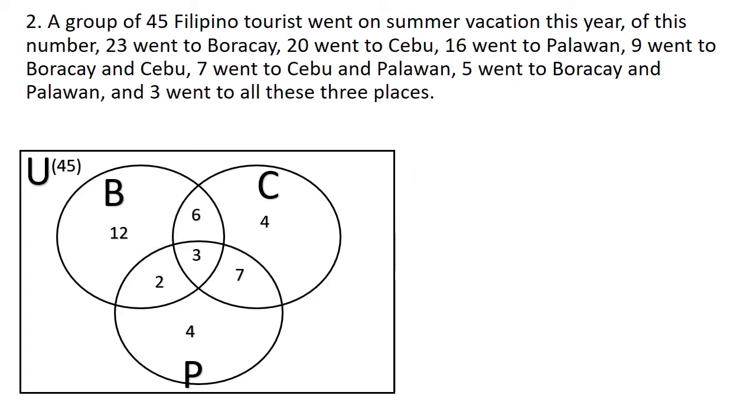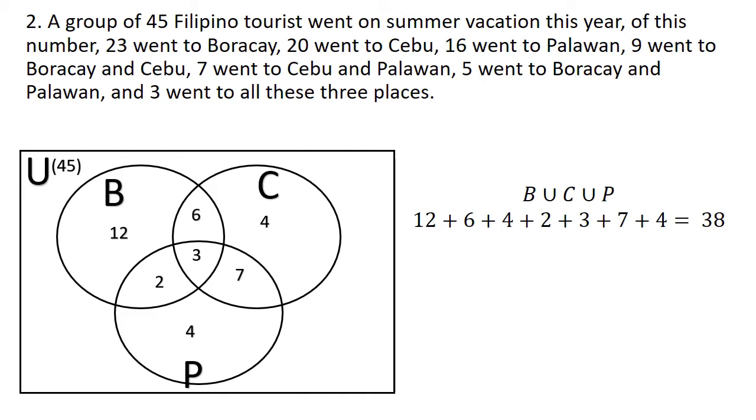The next thing that we are going to do is we are going to determine the union of all sets, the union of B, C, and P. And we can do that one if we are going to add all the values that we can see inside our circle. So we have here the union of B, C, and P. So we are going to add all the values. We have 12 plus 6 plus 4 plus 2 plus 3 plus 7 plus 4. And we have the value of 38.